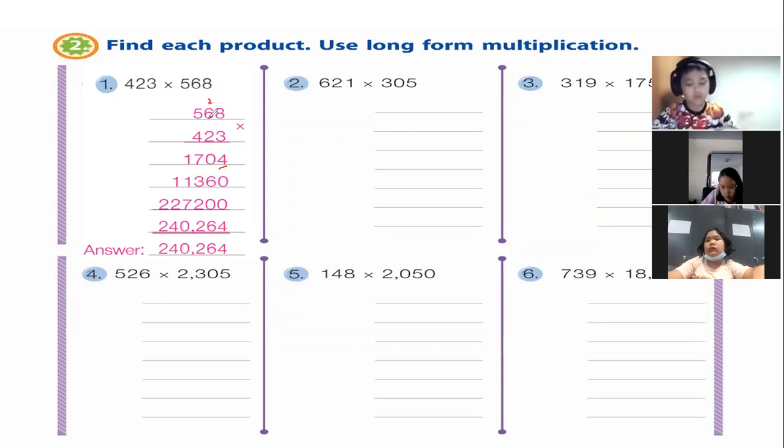Now again, 3 multiplied by 6 is equal to 18. 18 plus 2 is equal to 20. So 0 we are going to write at the 10th place, and 2 will be carry over at the 100th place. Now 3 multiplied by 5 is equal to 15, right? So 15 plus 2, which is equal to 17. So we have the product of 3 multiplied by 568, which is equal to 1704.